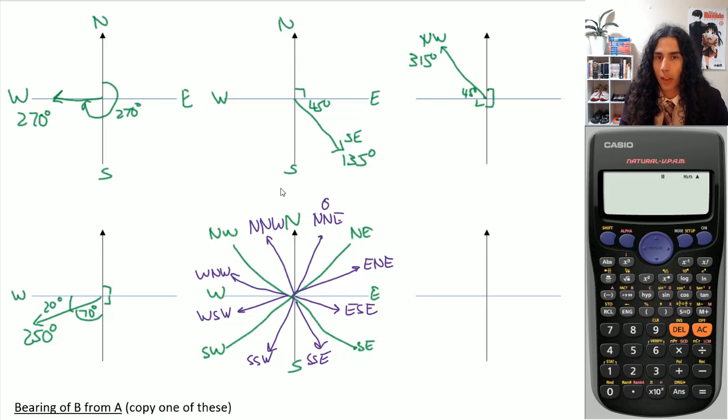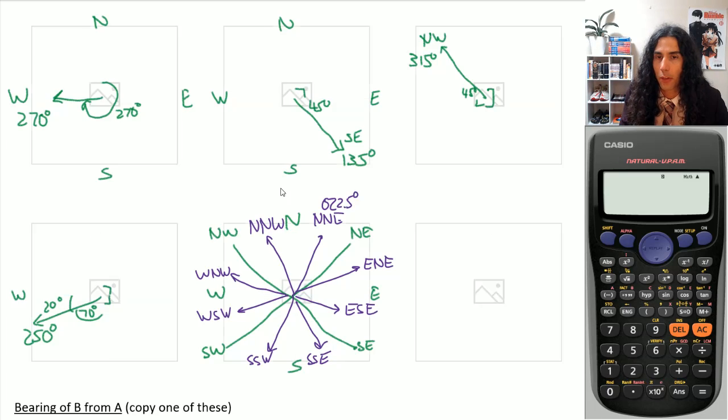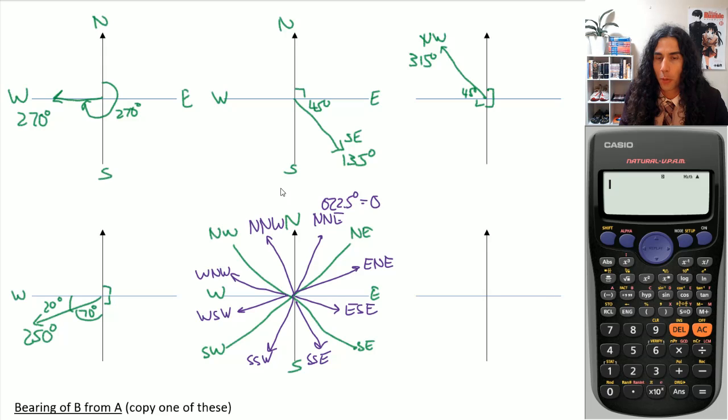So some people would say 022.5 is okay, but others would say, no, it has to be 023. So you have to round it. So I'm just going to leave that there. All the questions I've seen in a book, they're always to the nearest whole.